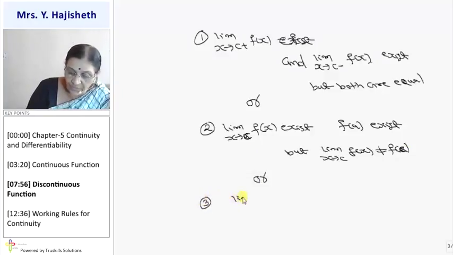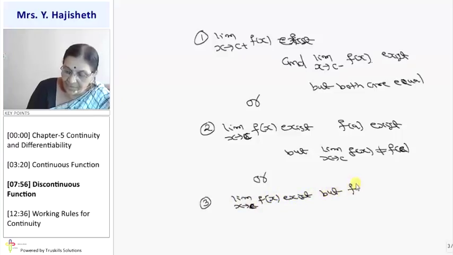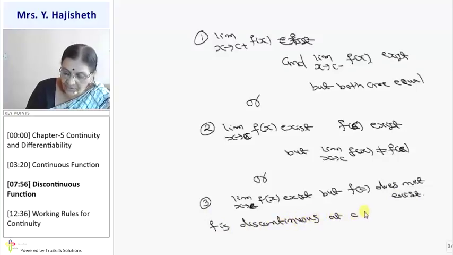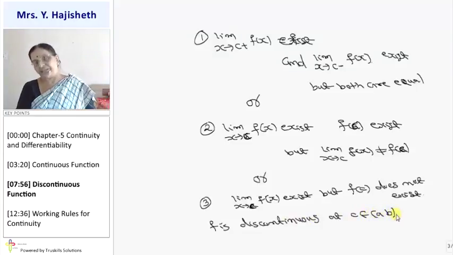Or suppose limit x tends to c of f(x) exists, but f(c) does not exist. So under this situation, in all three situations, I can say that f is discontinuous at c. So a function is said to be continuous at c only if all three conditions are satisfied.